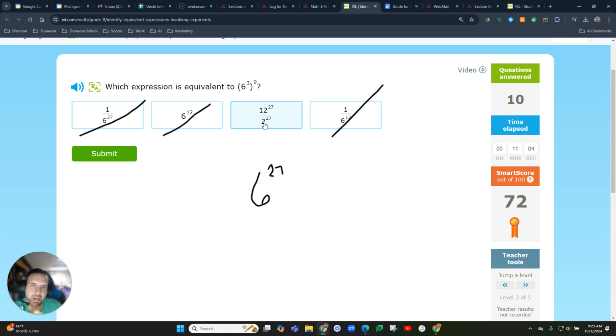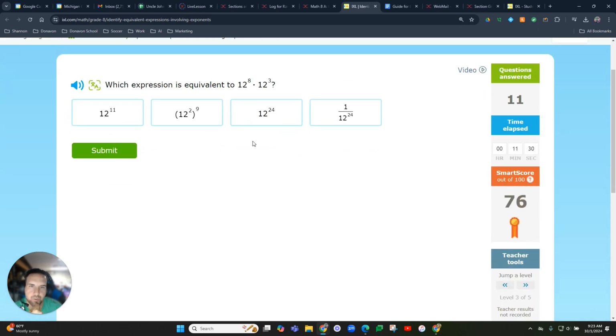All right, so the reason why this one is the same is this is kind of crazy because you would never simplify it that way, but we're just trying to figure out which one is equivalent, not simplifying it. This is already simplified. This is a more complicated version of the same thing. So remember, with this one, we would divide the bases because the exponent's the same. So 12 divided by 2 is 6. So that would be 6 to the 27th power.